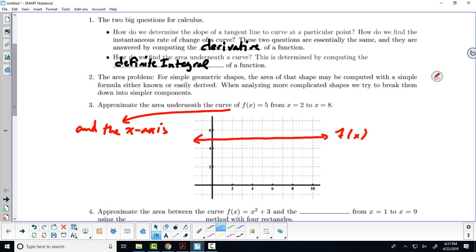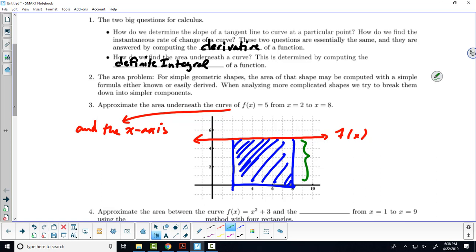And we're asked to find the area underneath this curve from x equals 2 to x equals 8. So we're asked to approximate this area. Well, not to approximate it, let me be clear. We're asked to find the exact area underneath this curve right here. Well, this is one that is just a geometric shape, right? What's the area underneath this curve? The area underneath this curve is 30. How do we get there? 6 times 5. So the height of this is 5, and the width of this is 6.